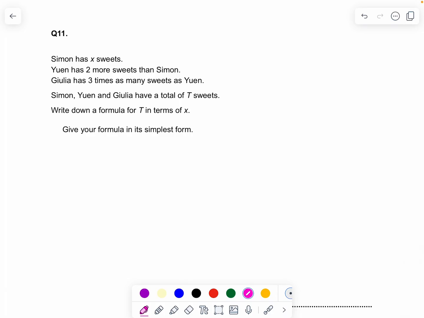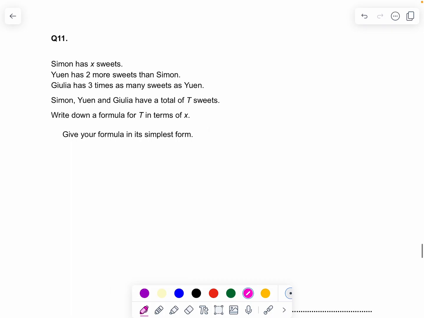Question 11. Now this one was nice. You got almost 3, as in not the number 3, but free, as in FREE, marks here, because even if all you wrote was that you realised that if Simon has x sweets, Ewan has 2 more sweets, so x plus 2, you got 1 mark for writing it. Ewan must have x plus 2.